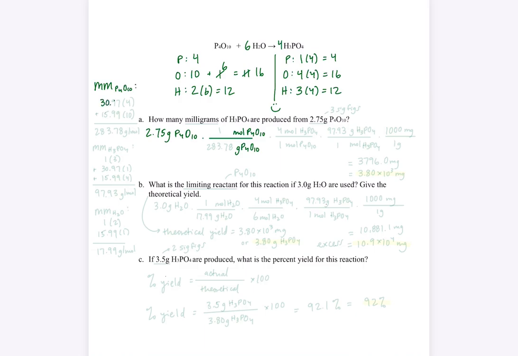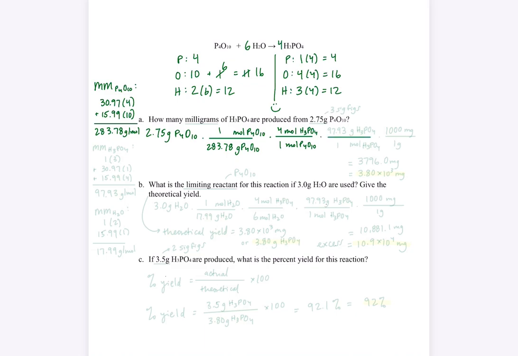We have 30.97 for the molar mass of phosphorus. Then we can add the molar mass of oxygen, and that gives us 283.78 grams per mole. So we can add that into our calculation, grams per 1 mole. Now we can use our balanced equation to do the mole ratio. So for every 1 mole of P4O10, we have 4 moles of H3PO4.